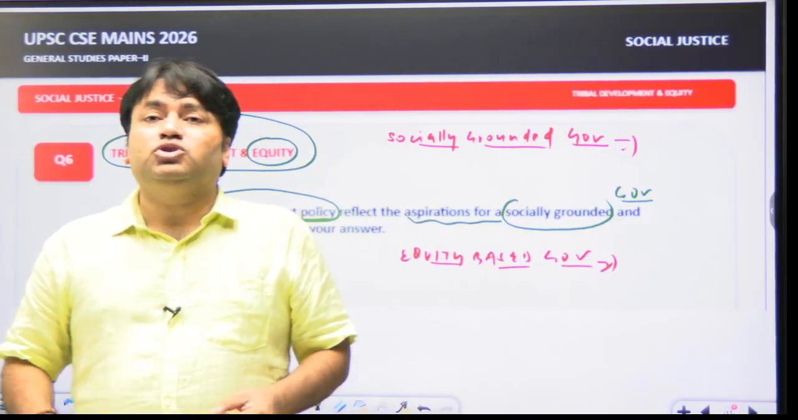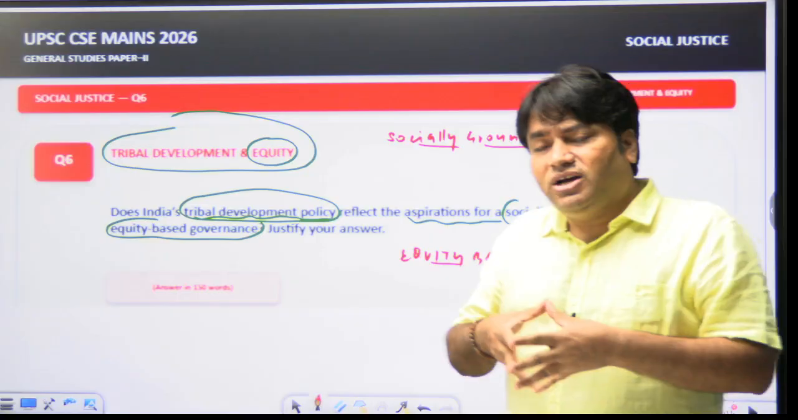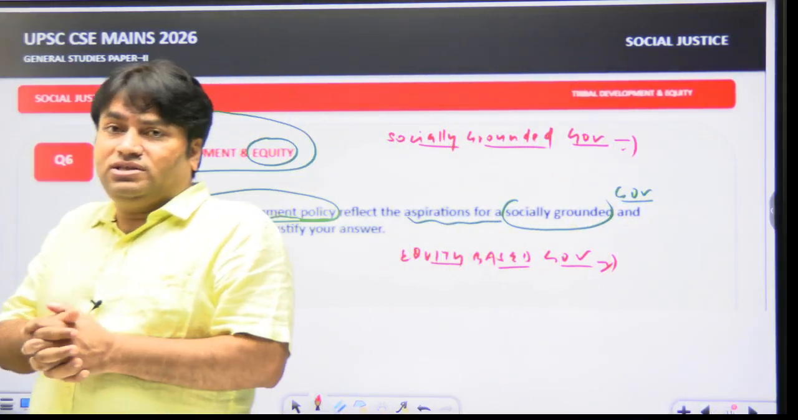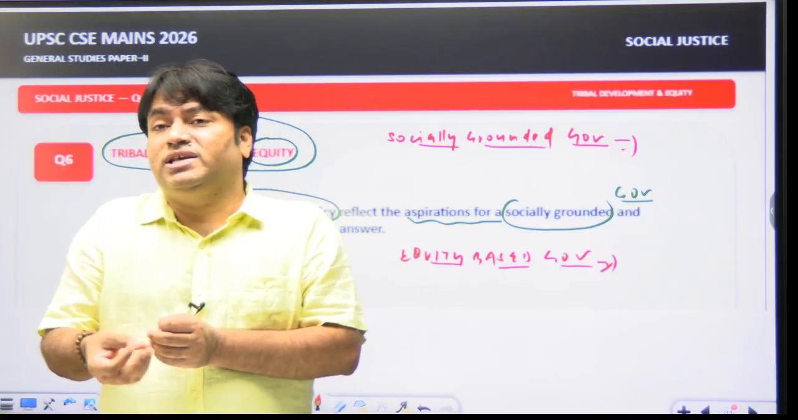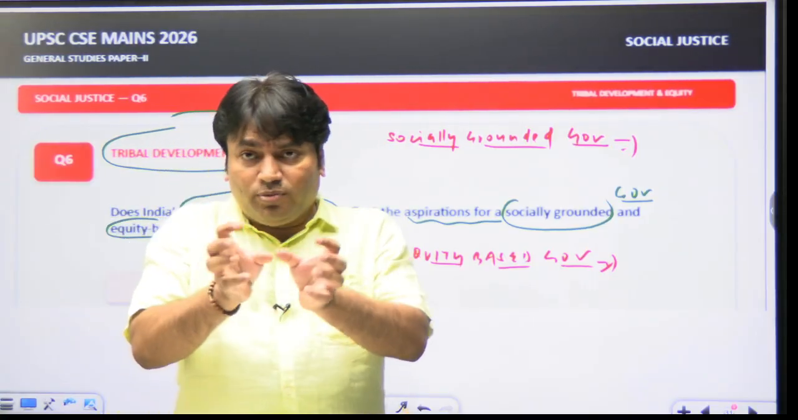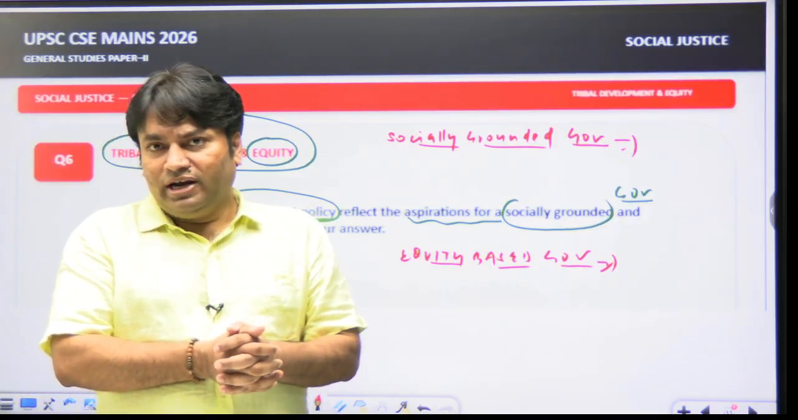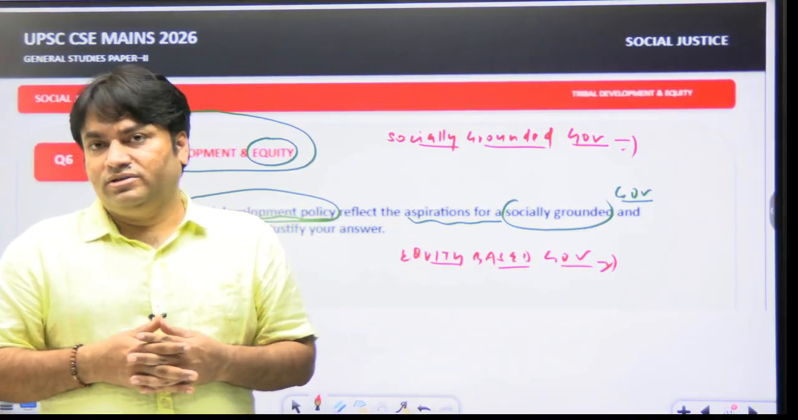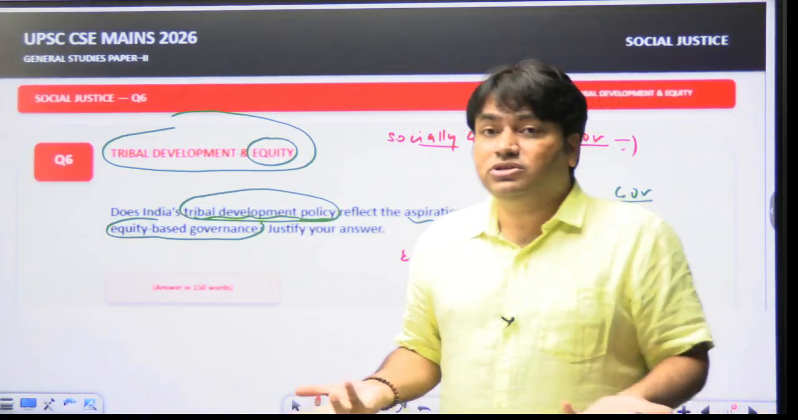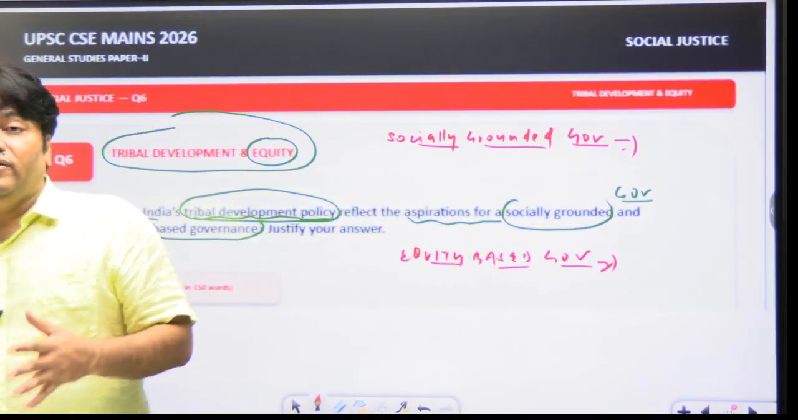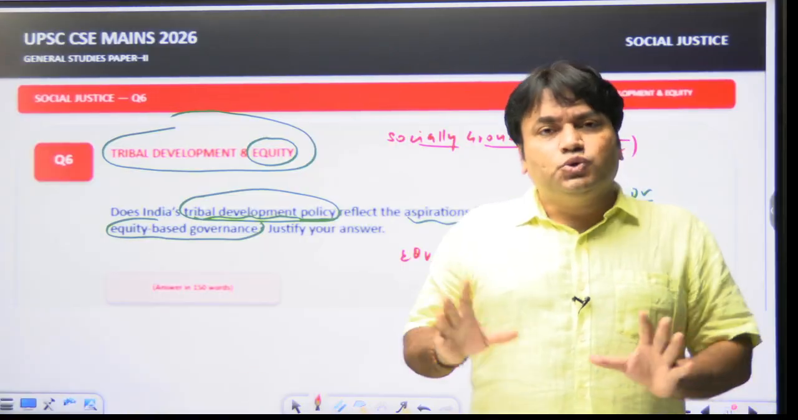Whenever we talk about socially grounded governance, it means that we are talking about policies which are rooted in tribal realities, policies rooted in culture, community institutions and local participation. If the policies are directed like this, they are ensuring socially grounded governance. Got it? It means that the policies should reflect tribal realities, should protect and preserve tribal culture, should protect and promote community institutions, should promote local participation. And if the policy is reflecting all these things, then we can say that the governance is socially grounded governance.